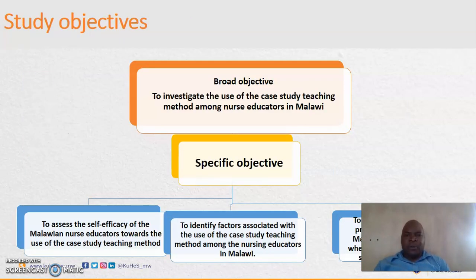The study's main objective was to investigate the use of the case teaching method among nurse educators in Malawi. The specific objectives were, number 1, to assess the self-efficacy of the nurse educators towards the use of the case teaching method. Number 2 was to identify factors associated with the use of the case teaching method among nurse educators in Malawi. And number 3 was to assess the instructional practices followed by the nurse educators when teaching with the case teaching method.